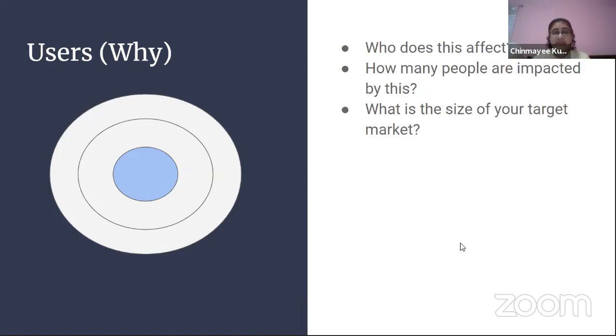Now the second thing that we want to address is our users, and these still fall under the why component. So who does this affect? How many people does it affect? And eventually you want to talk about the size of your target market. Even though, again, this is on a separate slide, it shouldn't necessarily take up too much time in your pitch. You should just be really clear who is going to use this and why they're going to use it.